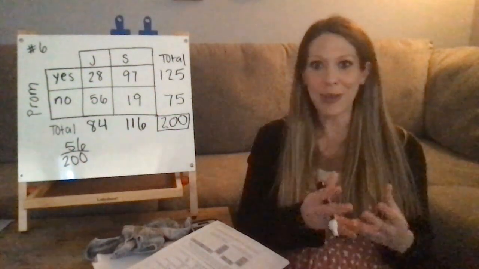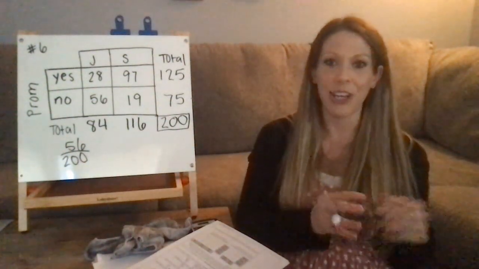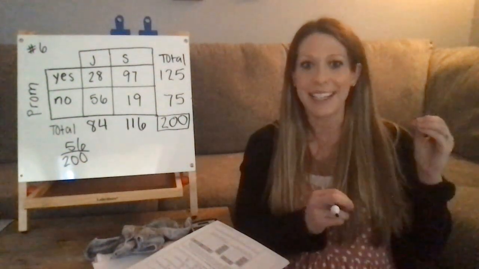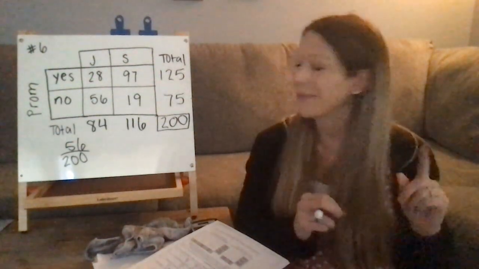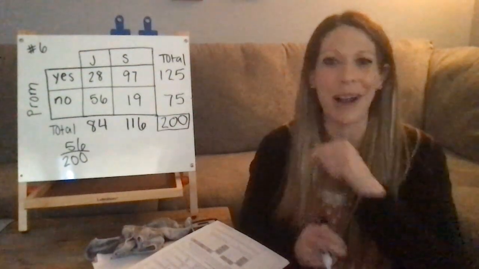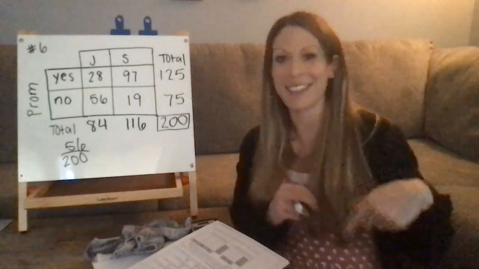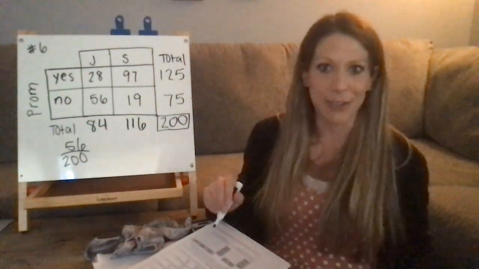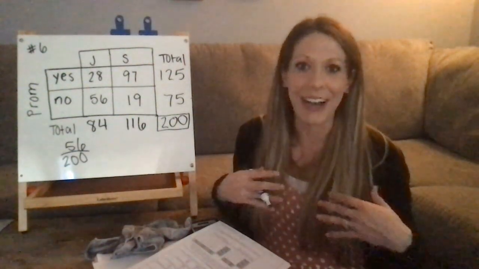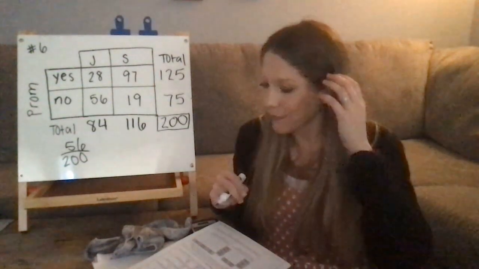So out of all 200 students, the probability of drawing a student that was a junior that did not attend prom was 56 out of the 200. Or we would reduce that, that reduces to 7 over 25. So our answer to A there would be 7 out of 25.